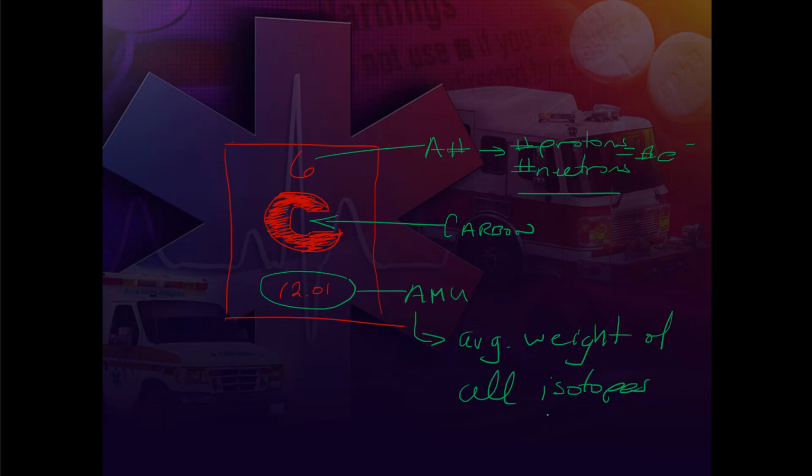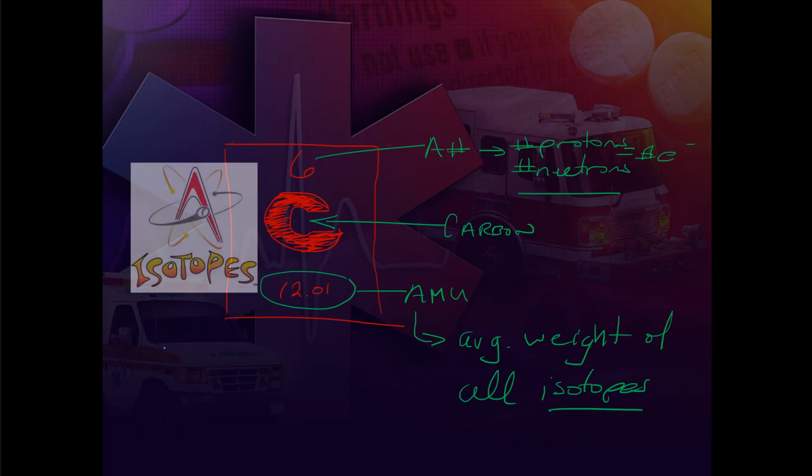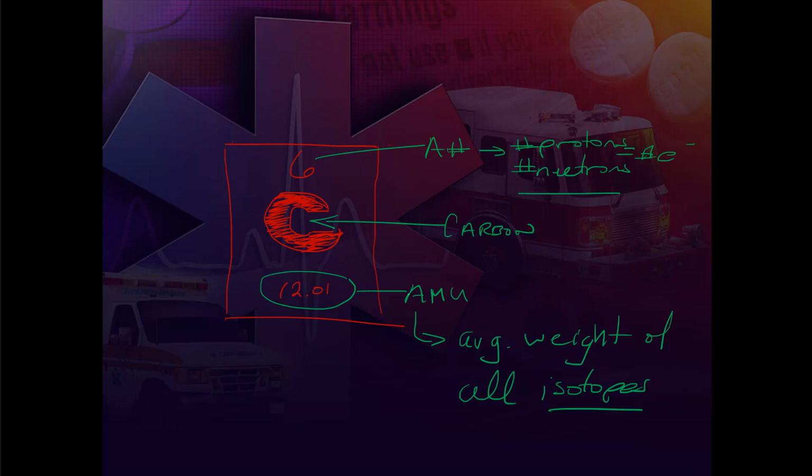So isotopes are a unique term, and in New Mexico, they're the name of our baseball team. But isotopes are going to refer to the same element, but an element that has a different number of neutrons and protons than the original structure.